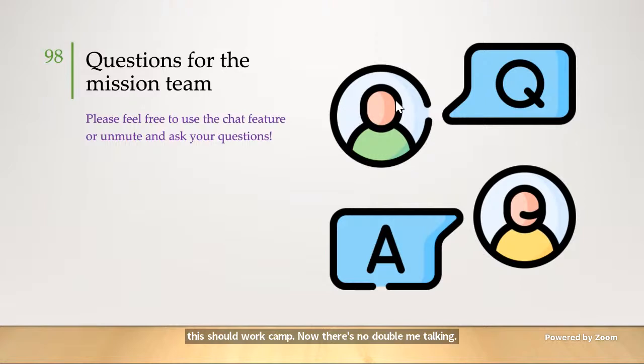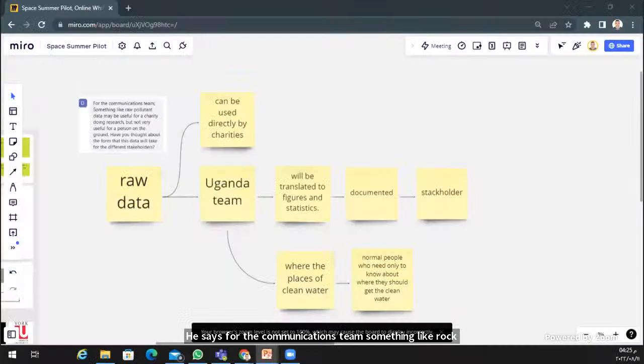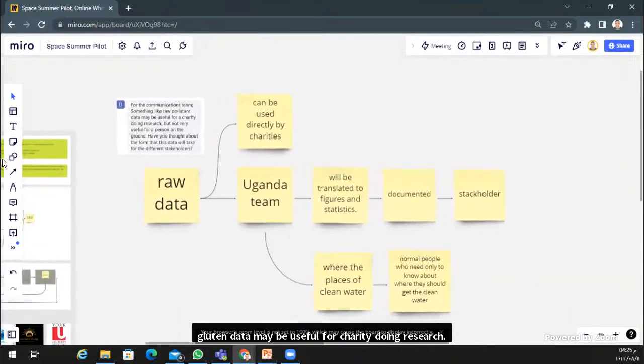So we had a few questions. The first one is back in the impact section from Derek, which is asking, he says, for the communications team, something like raw pollutant data may be useful for charity doing research, but not very useful for a person on the ground. Have you thought about the form that this data will take for the different stakeholders?